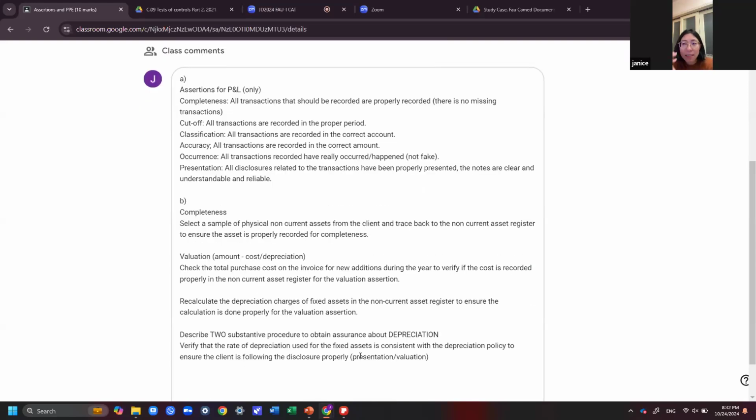So this is how I want you guys to practice writing. You need to write the action we're doing. What is it for? To ensure the calculation is done properly. And this is for the valuation assertion. So this is how I would want to do it. If the question was about describing two substantive procedures for depreciation, I would have included these two and it would be totally fine, right? Here, because it's valuation, I would probably use a stronger one if they're asking about it.